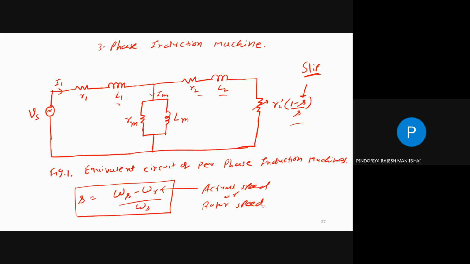So this is the simple per-phase equivalent circuit of the three-phase induction motor. Correct? Okay. Yes. Any confusion? Any query? Yes, students. Any confusion? Any query?